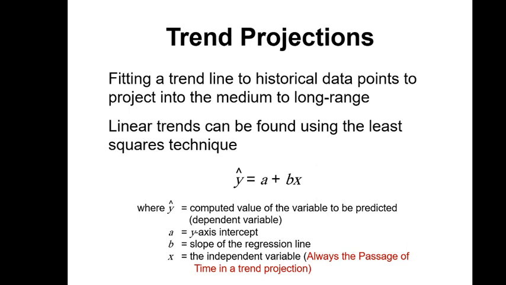Number 1 was the naive approach, then moving averages, and we discussed 2 types of moving averages, weighted moving averages and non-weighted moving averages, and of course the exponential smoothing. Today we will discuss the 4th method of time series, which is the trend projection. We call it also regression analysis. It's a kind of regression analysis.